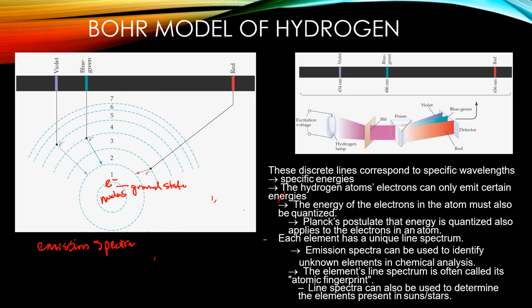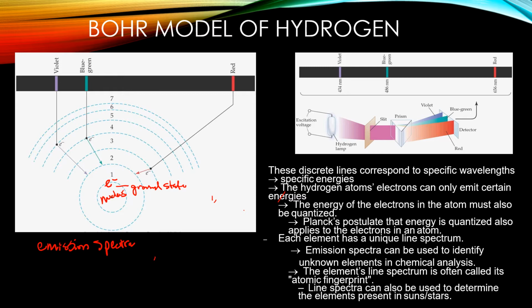With Planck, Max Planck was the guy that worked on the hot body radiation and tried to explain, using light as a particle, why we see certain radiation being given off, which was not what they had theorized it would be. But he postulated that the energy is quantized also, and it would apply to the electrons in the atom.